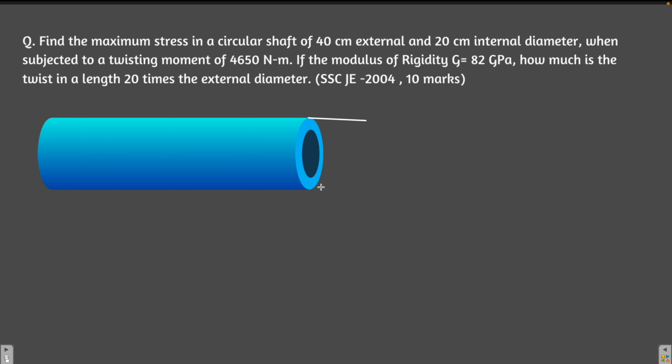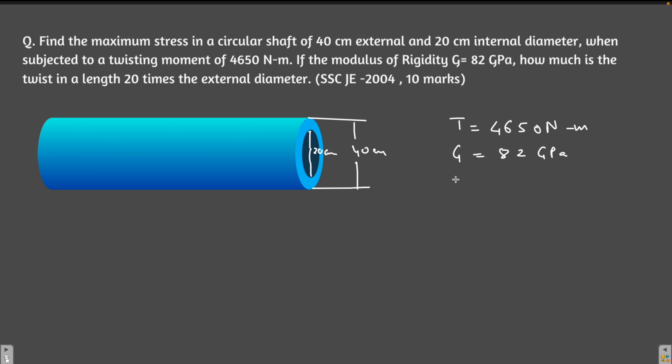It's given that the external diameter is 40 centimeter and the internal diameter is 20 centimeter. When subjected to a twisting moment, that means a torsion, of 4650 Newton meter, and if the modulus of rigidity is given as G equals 82 GPa, how much is the twist in a length 20 times the external diameter?